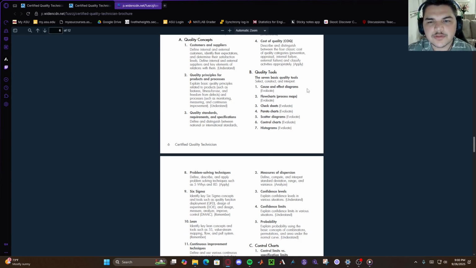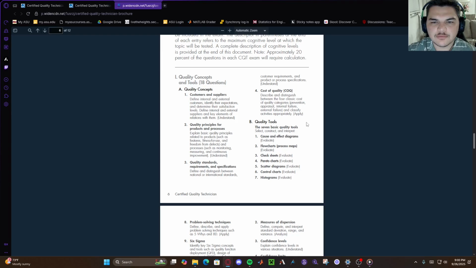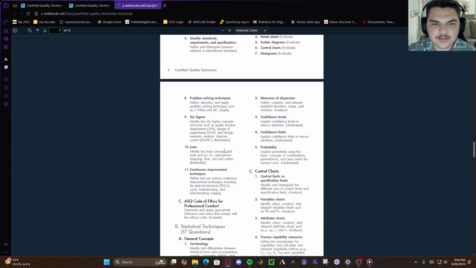Quality tools, there's a few different things that can be a part of this. This is going to be things like the cause and effect diagrams, flowcharts, check sheets, Pareto distributions, etc. I'm not going to go into much details for those. Those are pretty standard stuff on understanding those things. Should be pretty easy to evaluate as well. I'm not going to get into these at this point, but there's a whole lot more that comes involved with quality tools such as Six Sigma, Lean, continuous improvement techniques, etc.